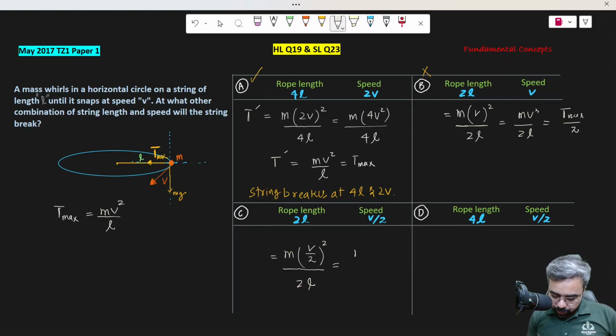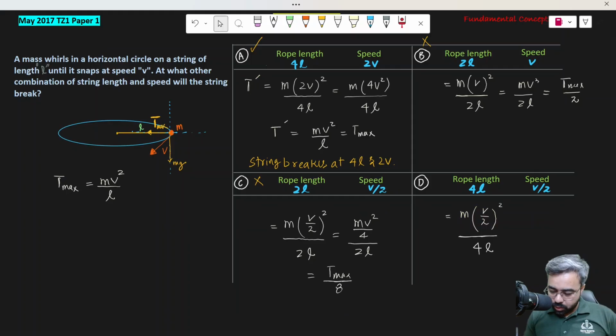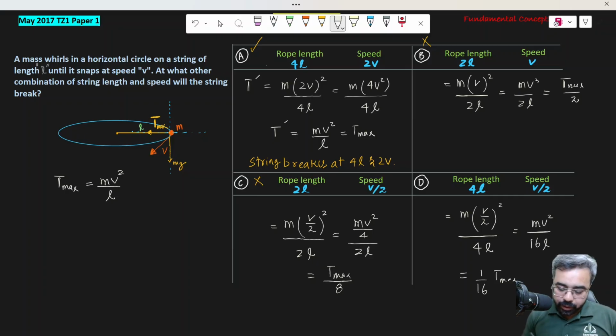So it will become mv square over 4 divided by 2L. So in short, this will become maximum tension divided by 8. So it is 1/8. Obviously, it is also not the right answer. So last but not least, you can see it will become mv square over 16L, which is 1/16th of T max. So finally, option A is the only right answer.